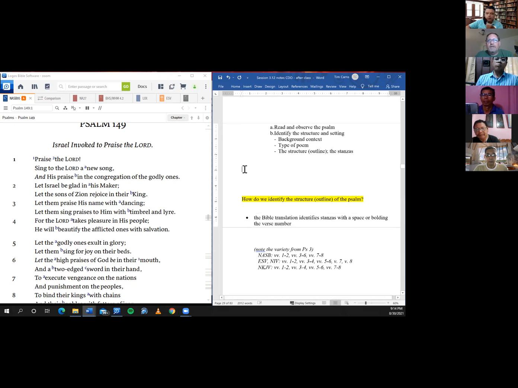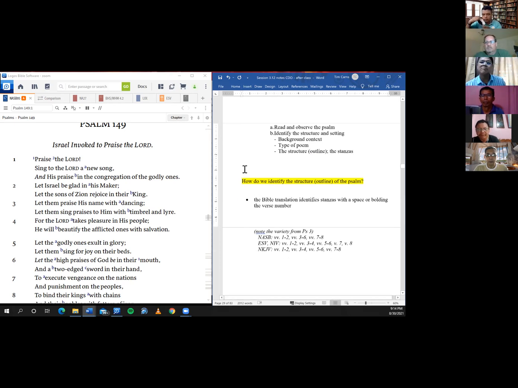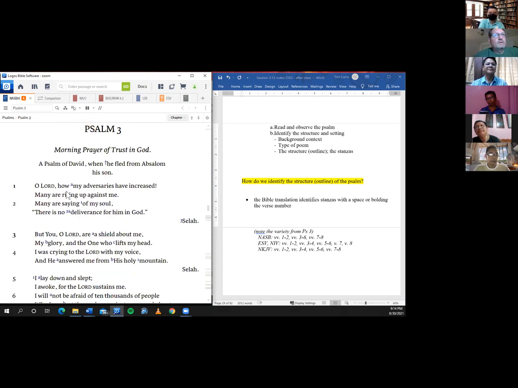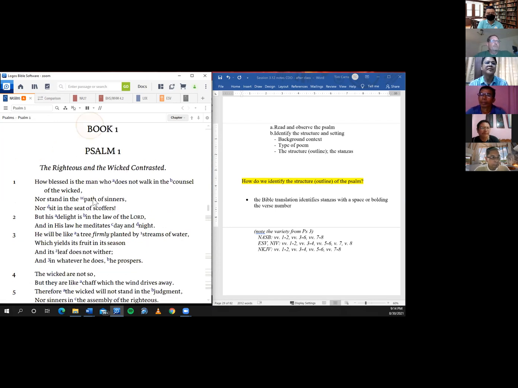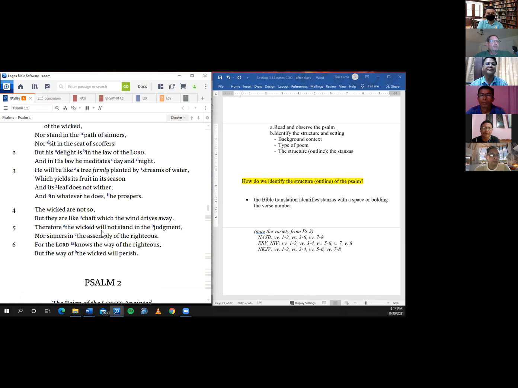So how do we identify that structure? Well, just like with the epistles, the place we can start is to see what the translations give. How do the different translations identify the structure? For example, if we look at Psalm 3, well, let's start with Psalm 1. We'll do that one first. Psalm 1.